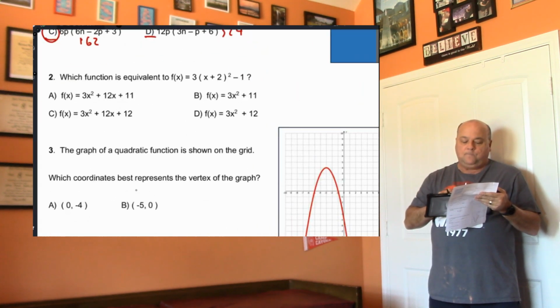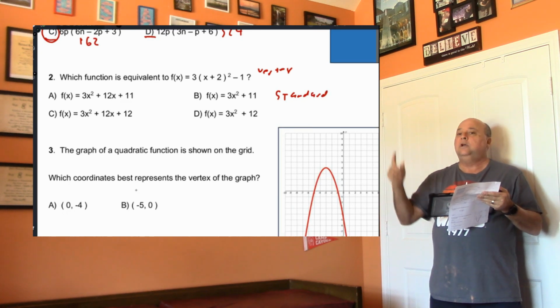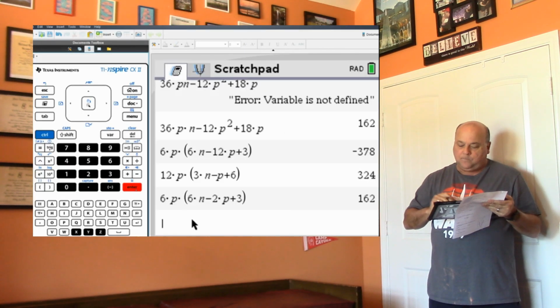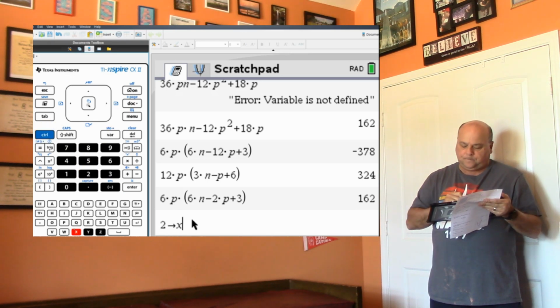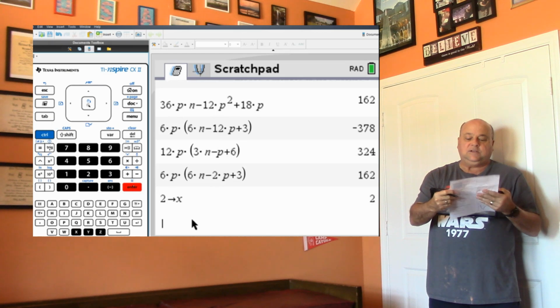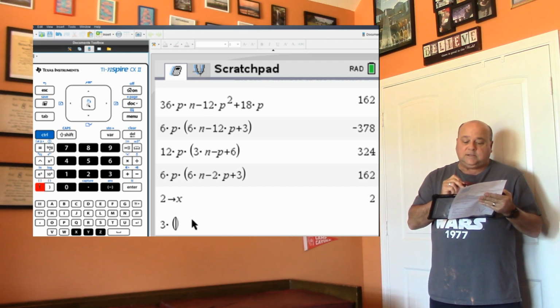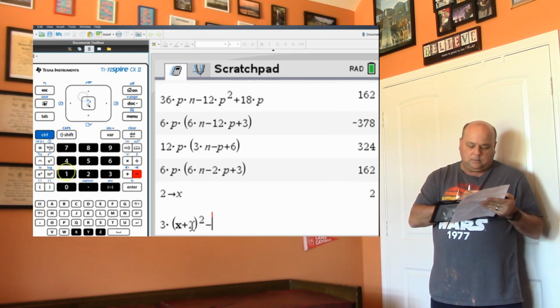Okay, number 2. Basically, this is vertex form, and this is standard. We've got to get the one that matches, don't we? Same thing, we're going to store. We have the letter X in here, so we're going to store 2 for X. So go to your calculator, store 2 for X. So 2, control variable X, hit enter. Now then, let's type in the problem. So we have 3 times, parentheses, X plus 2, squared, minus 1.